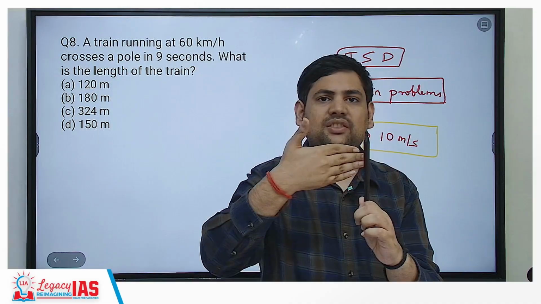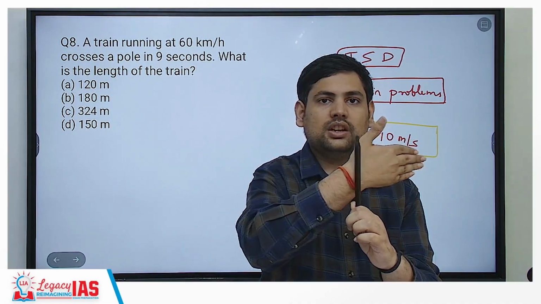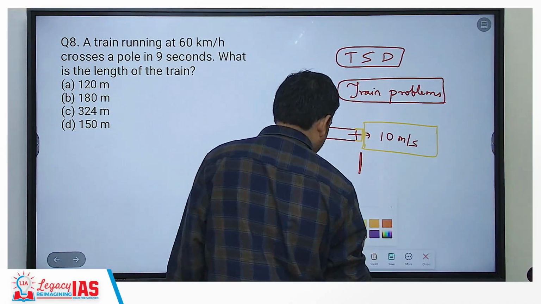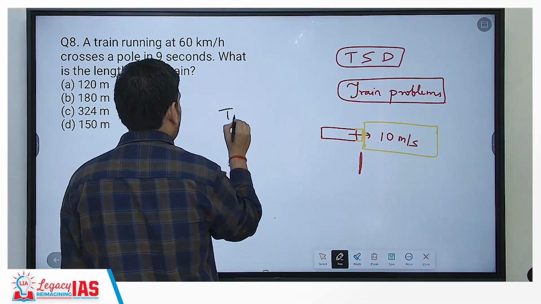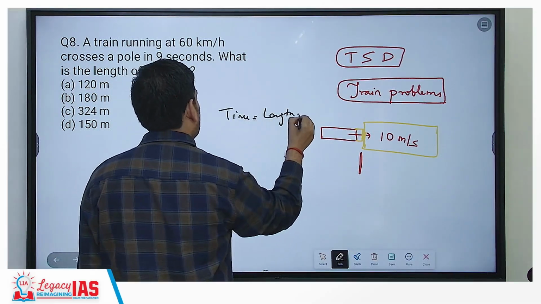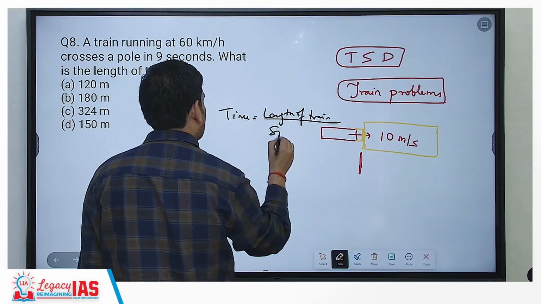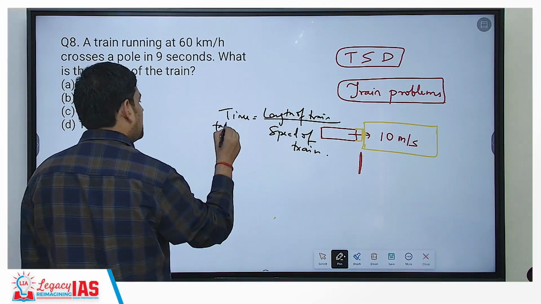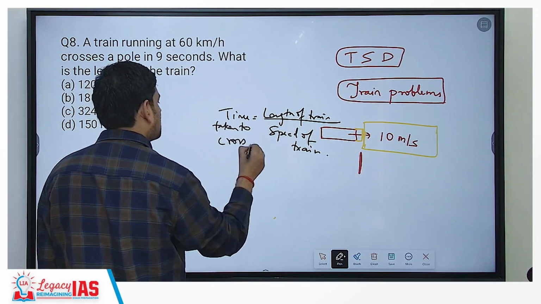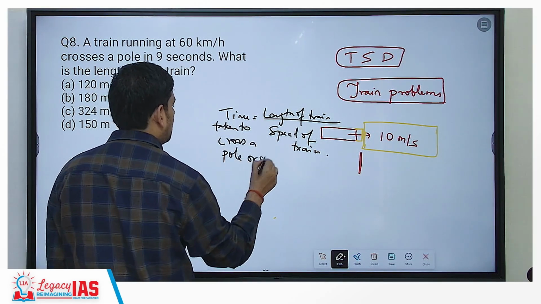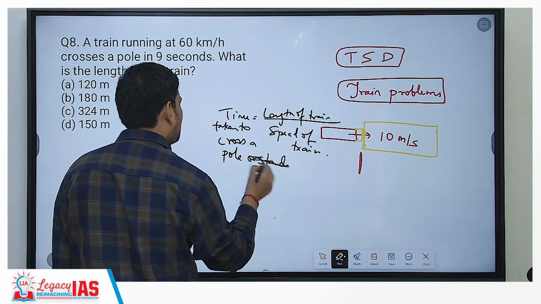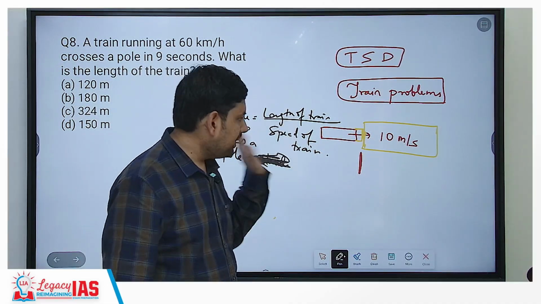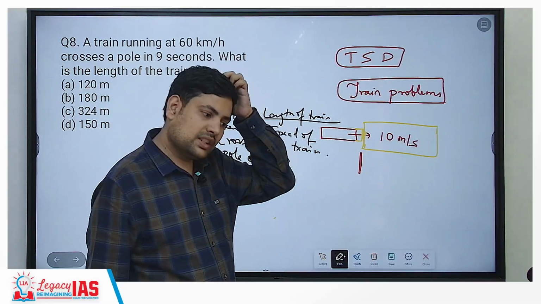So how much distance has it traveled? Starting from here, it goes till here, equal to the length of my hand or length of the train. So here you can get that time taken will be equal to length of train upon speed of train. This is time taken to cross a pole. For now, just understand it this way. Time taken to cross a pole will be equal to length of train divided by speed of train. This is the first kind of questions that you see.